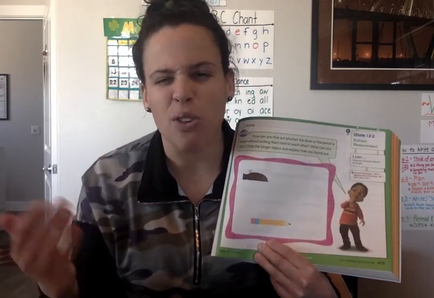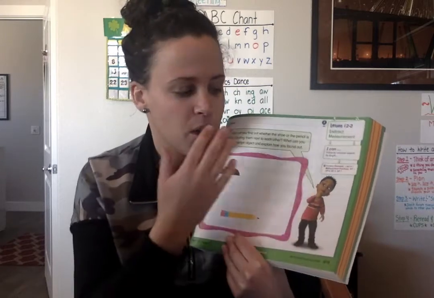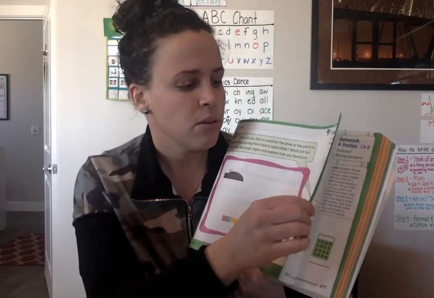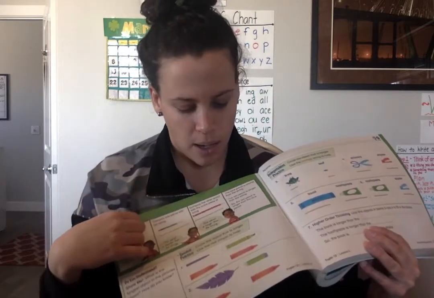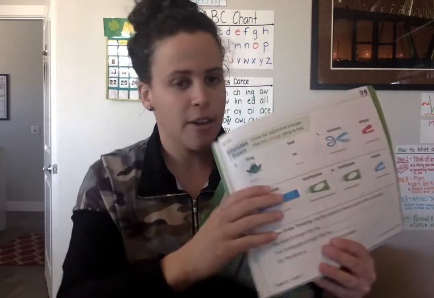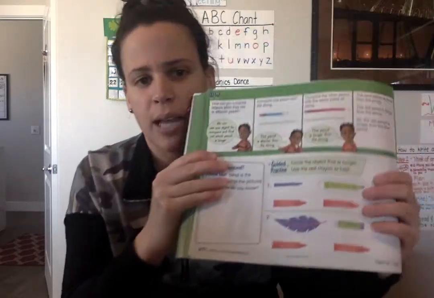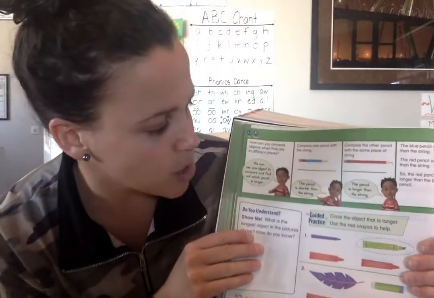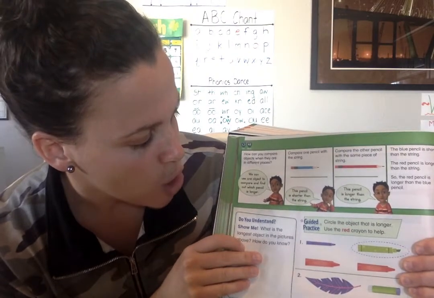Okay, so there's different ways you can measure things if you don't have a ruler or tape measure. So, let's move on to some practice. You have some objects down here. And it says, circle the object that is longer. Use the red crayon to help.